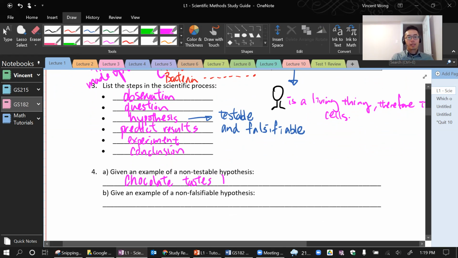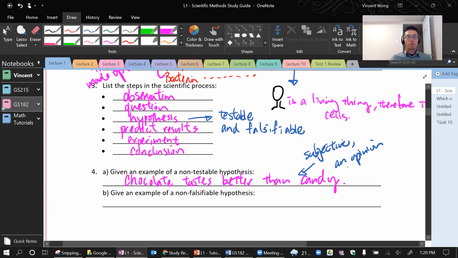tastes better than candy. Okay, that is not testable. That is a subjective thing. It depends on the person. It's an opinion. It's a personal choice. There's no right or wrong. Cannot be tested. So this is subjective. Okay. It is an opinion.